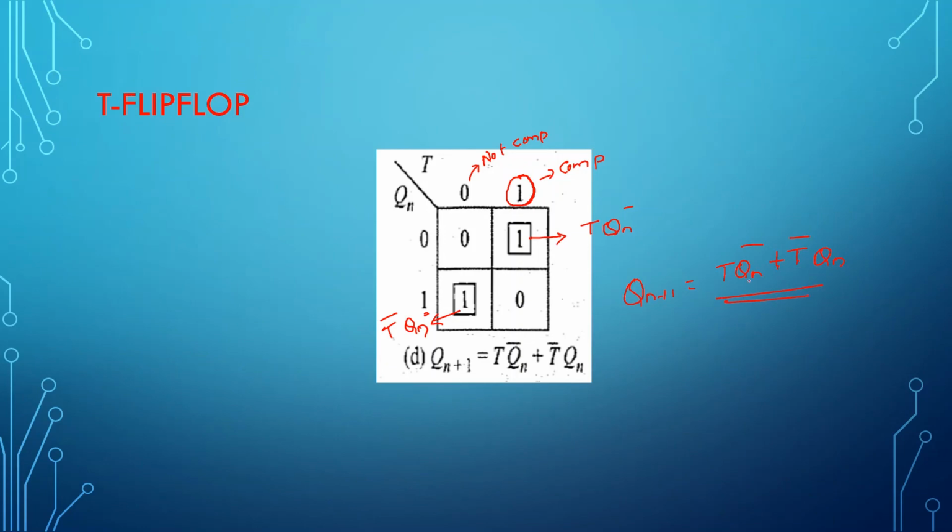So this is how you can write the characteristic equation of all the 4 flip-flops. But I need to make sure that I remember the truth table of all the 4 flip-flops. Also, I remember the K-map and grouping that I have studied in the lower modules.